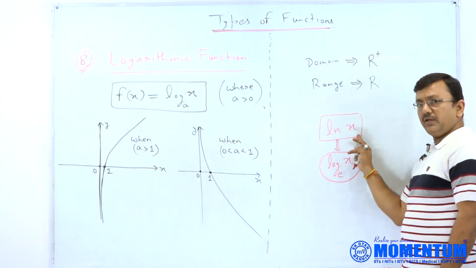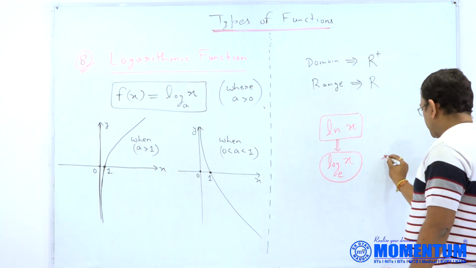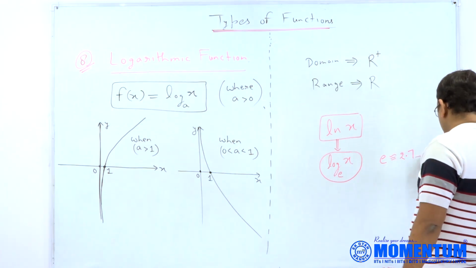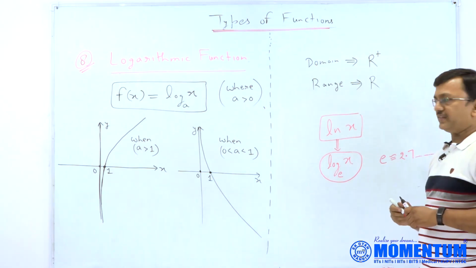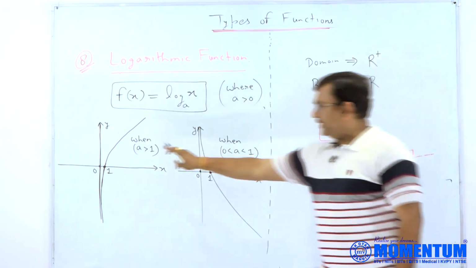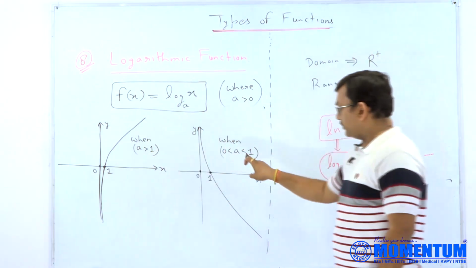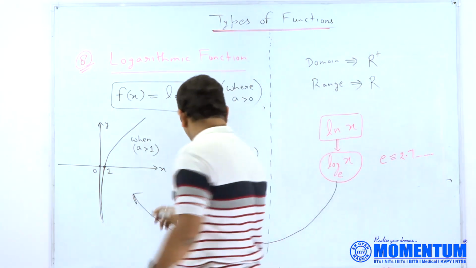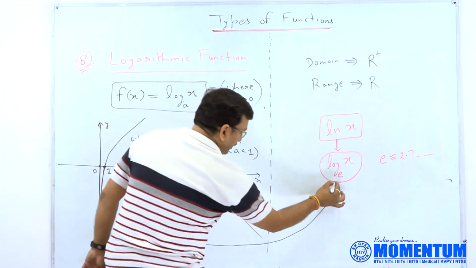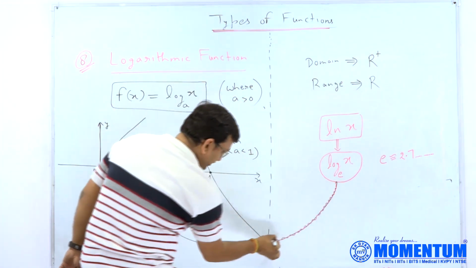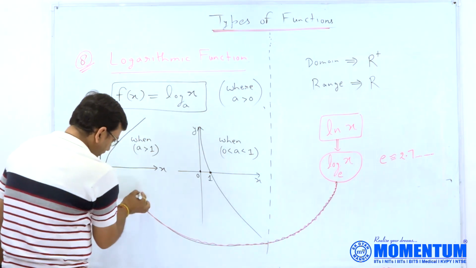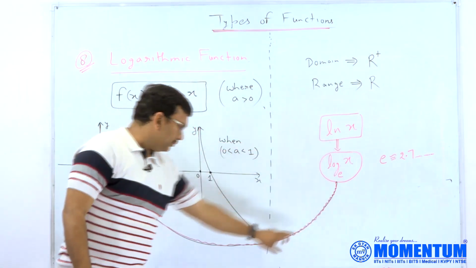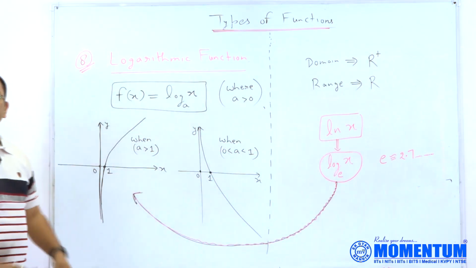ln x has meaning log to the base e, where e is what? e is a number having value near about 2.7. So this diagram is taken when base is greater than 1, this is taken when base is less than 1. So clearly for ln x we will take which diagram? For ln x, we will take the first diagram. So whenever there is a requirement for the diagram of ln x, remember it is our first diagram. Okay?